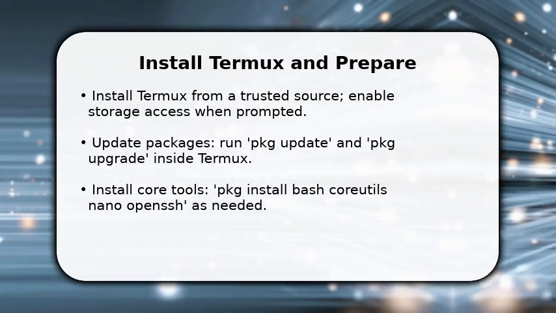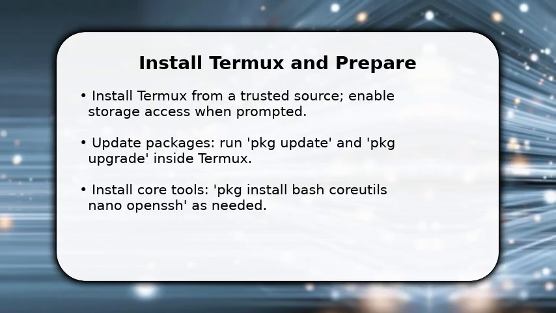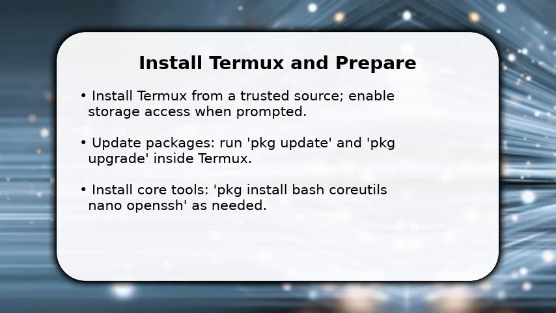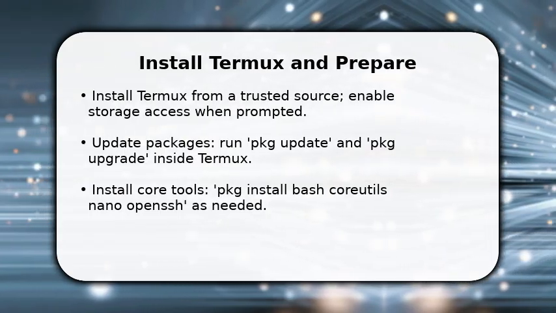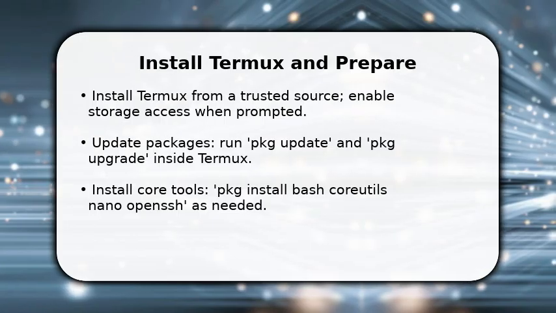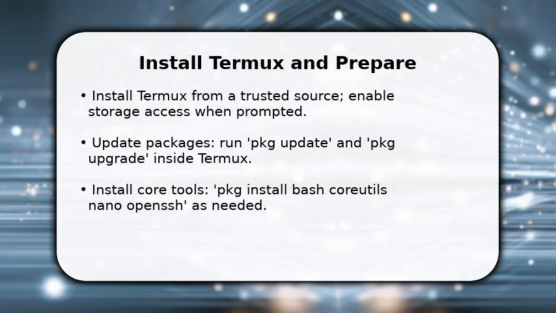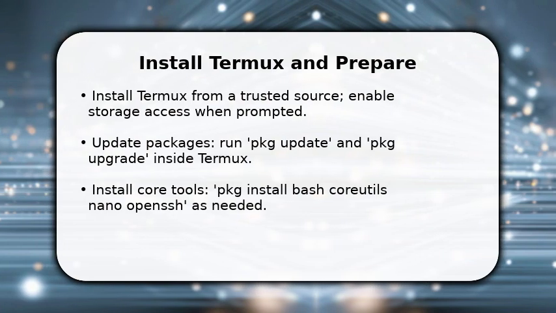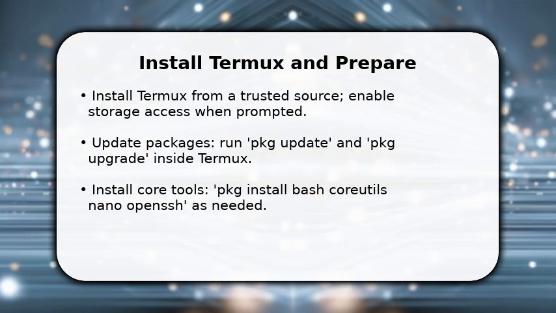Now install core utilities with pkg install bash coreutils nano openssh so you have a shell, file tools, editor, and remote access. You're setting up a stable environment. That's why updates and these packages are the very first actionable steps.